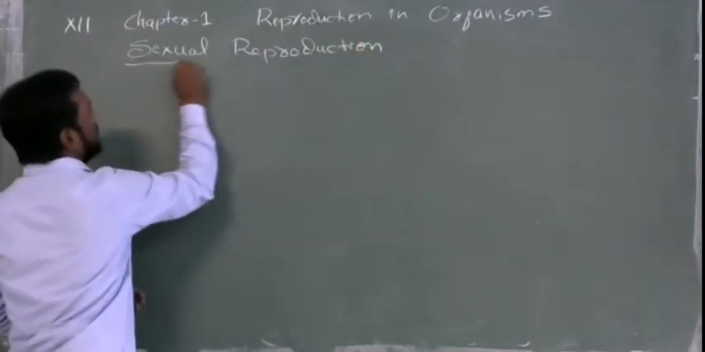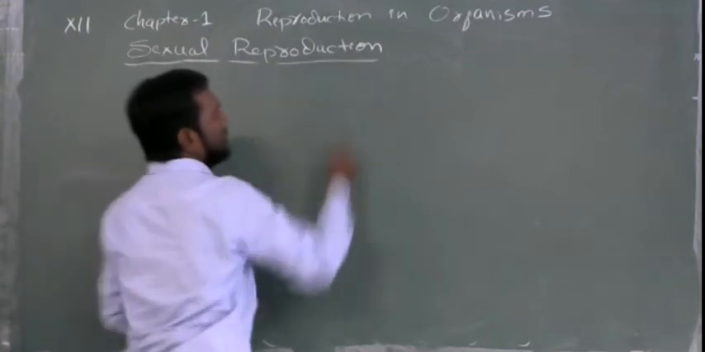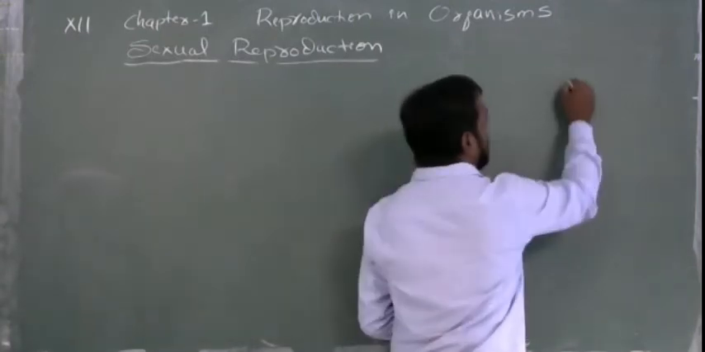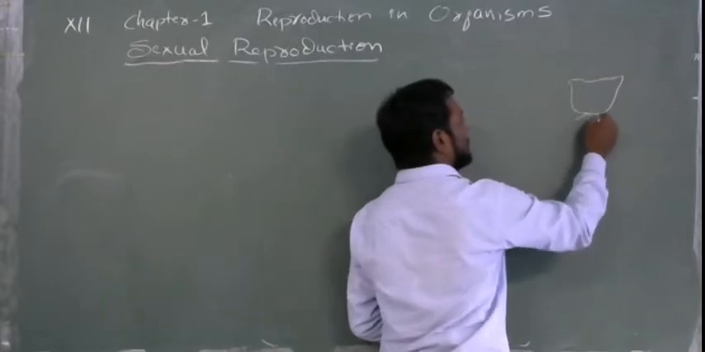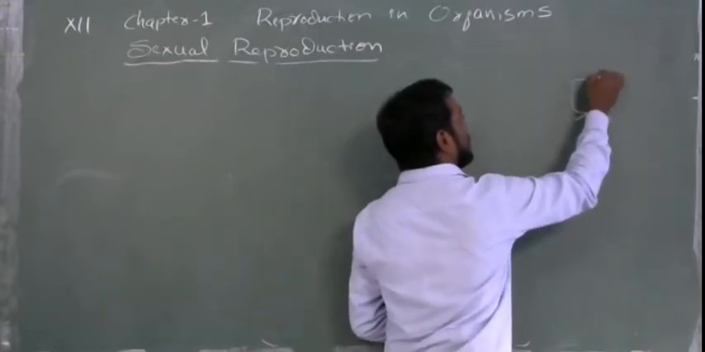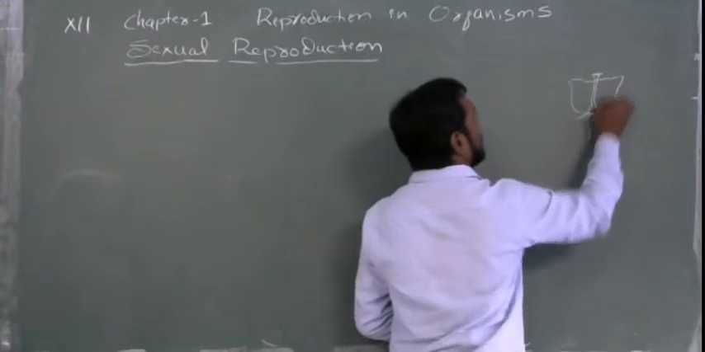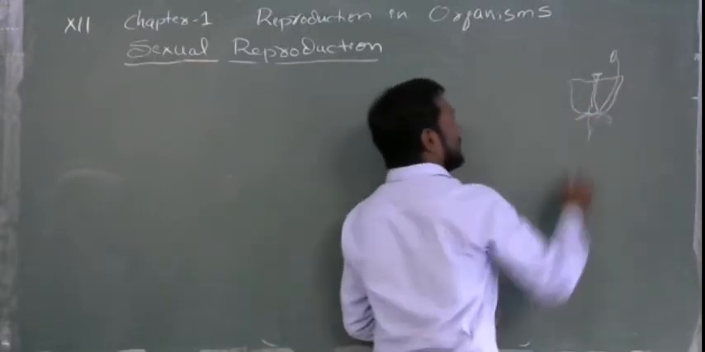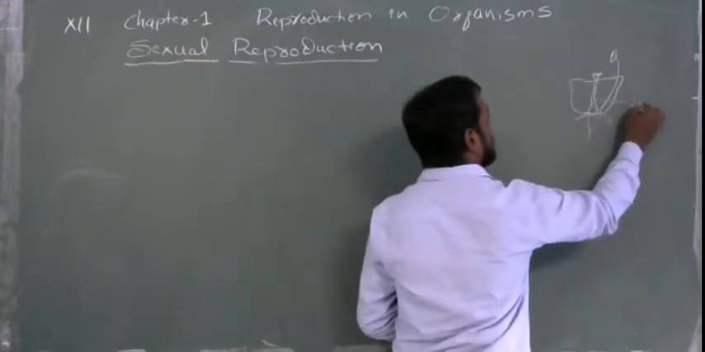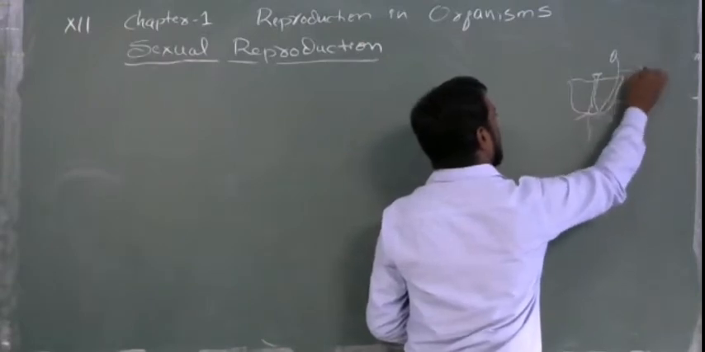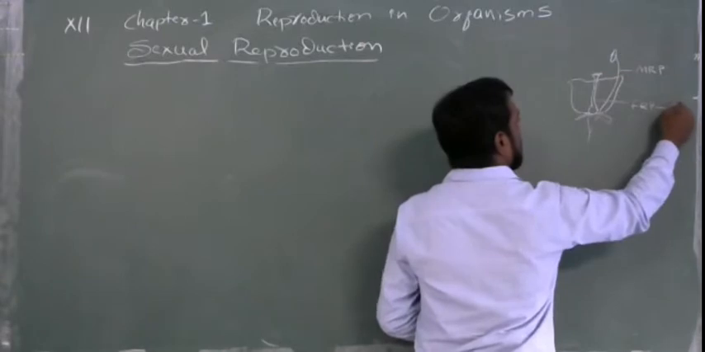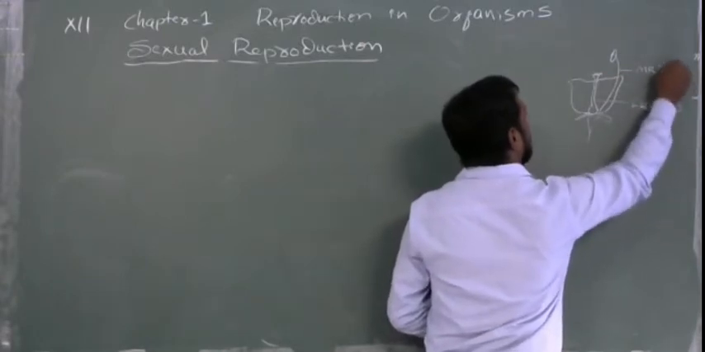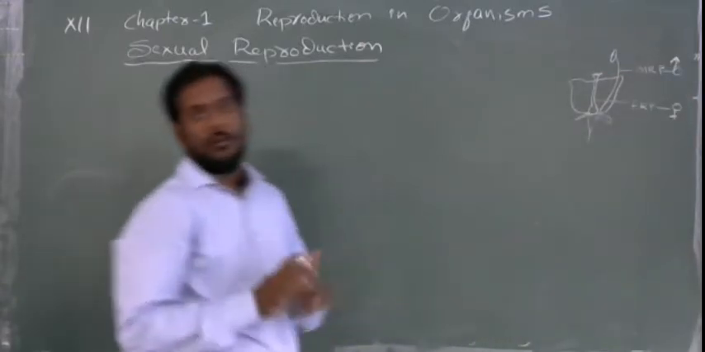So, sexual reproduction means, first thing you have to remember, that the organism, okay, the flower, is having two reproductive parts. This is the female reproductive part and this is the male reproductive part. This will give female gametes, this will give the male gametes. This is the thing you have to remember.